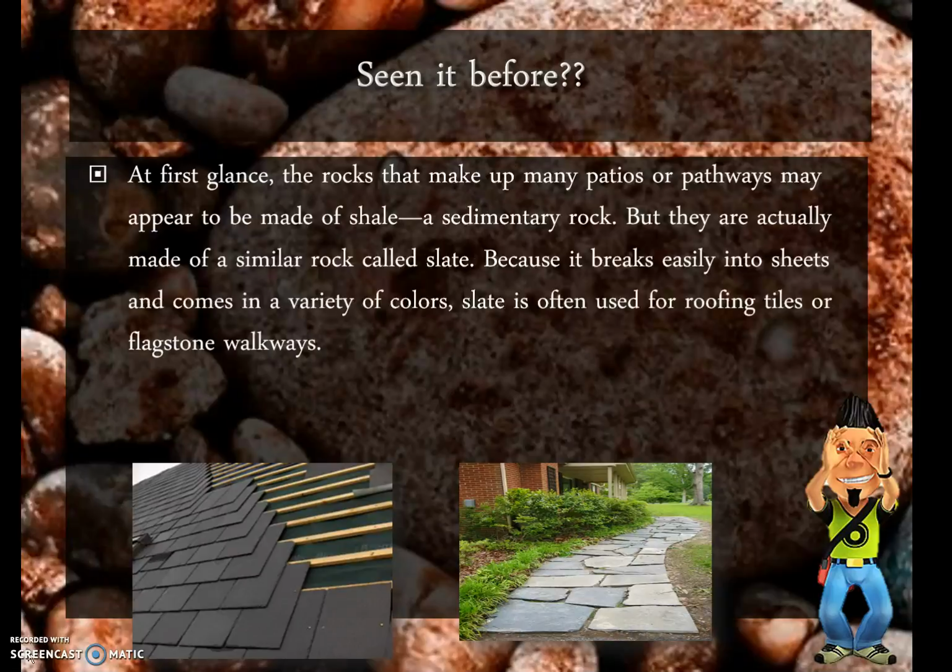For example, at first glance, rocks that make up patios or pathways may appear to be made of shale, a sedimentary rock, but they're actually made of a similar rock called slate, which is a metamorphic rock. Because it breaks easily into sheets and comes in a variety of colors, slate is often used for roofing tiles or flagstone walkways.